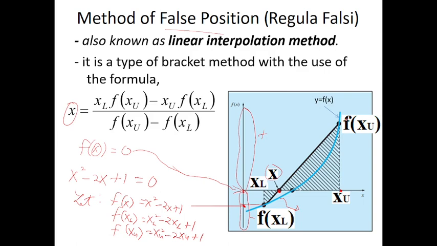Now our goal is to determine this value x. This is our goal. This is the real value of x, no? And not this. This is not the real value of x. Okay? This is the real value of x that will satisfy this equation, no? x squared minus 2x plus 1 equals 0. Okay? So what is this value? So we will apply the method of false position in determining this value, the real value of x.